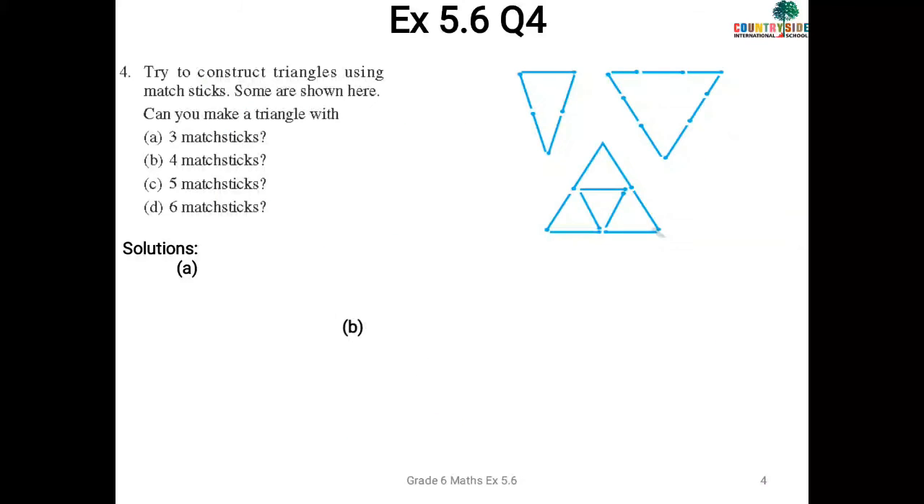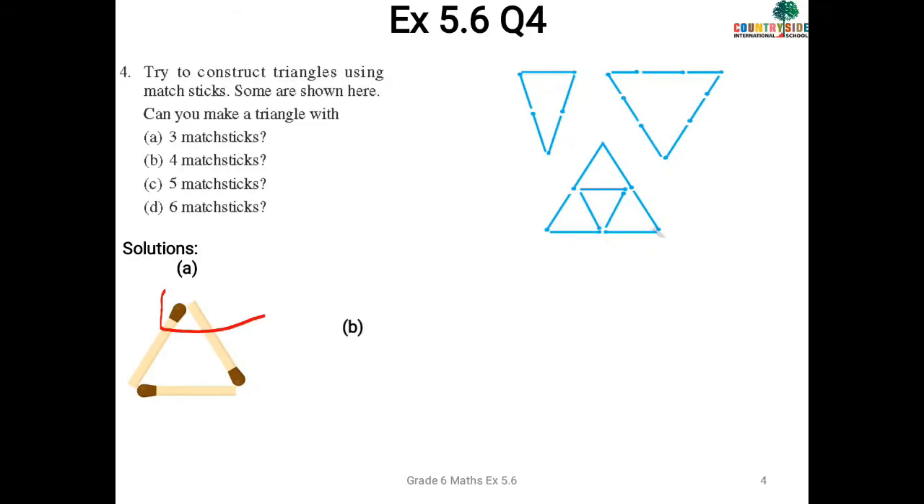So scholars, now let's solve question number 4 from exercise 5.6, and this is the last question from this exercise. Read question number 4. Try to construct the triangle using matchsticks. Can you make a triangle with 3 matchsticks? That's very easy. With the help of 3 matchsticks you can easily construct the triangle. This question is very practical. You have to try it at your home.